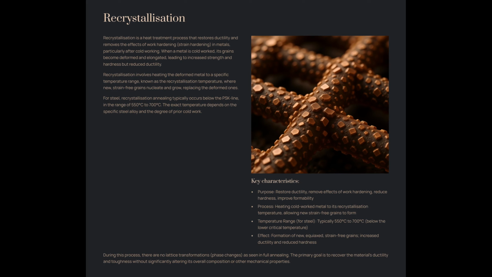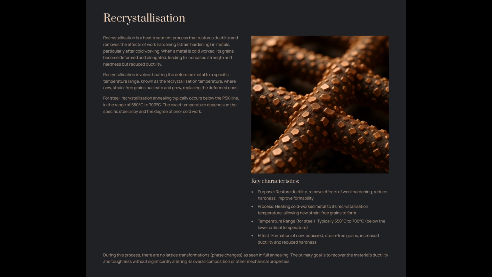Recrystallization is a heat treatment process that restores ductility and removes the effects of work hardening, strain hardening, in metals, particularly after cold working. When a metal is cold worked, its grains become deformed and elongated, leading to increased strength and hardness, but reduced ductility. Recrystallization involves heating the deformed metal to a specific temperature range, known as the recrystallization temperature, where new, strain-free grains nucleate and grow, replacing the deformed ones.